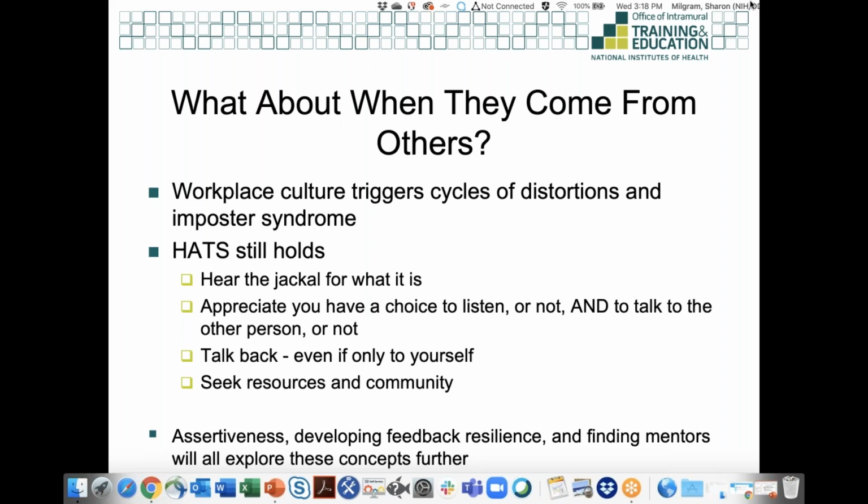When the imposter fears and distortions are being dumped on us by others, I think it is extremely important to talk about that with mentors and with peers. So when you feel like the imposter fears and the distortions are coming at you from others, I think it's critically important to find community and resources for dealing with it.